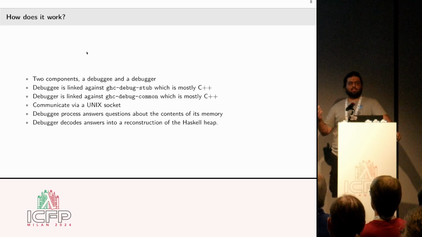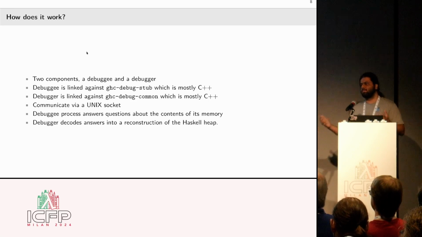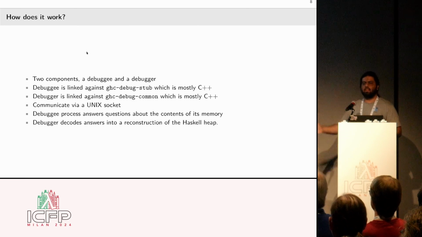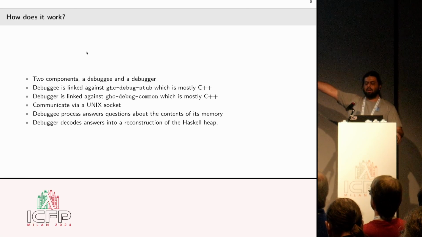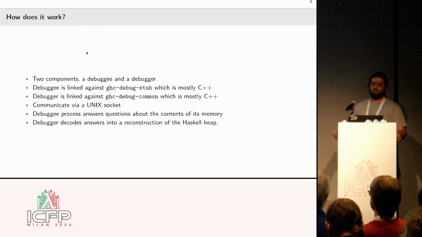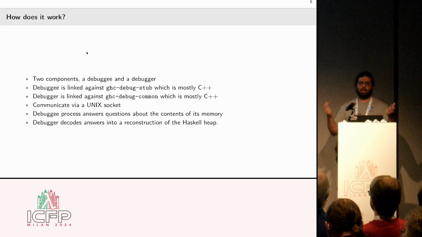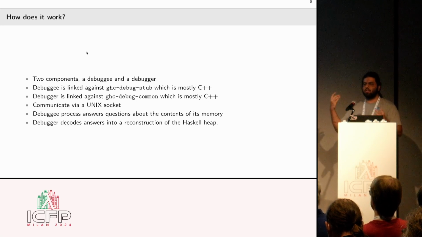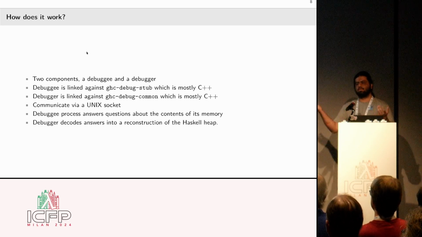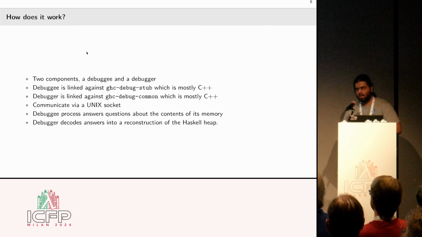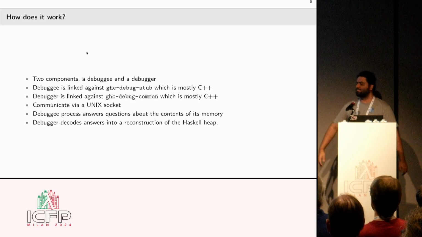The debuggee is the Haskell process whose heap you want to analyze, and a debugger is a Haskell program written using the ghc-debug library. Sorry, ghc-debug-common is mostly Haskell, that's a typo there. But ghc-debug-stub is the thing you link into your debuggee, and these two things communicate via Unix socket. So the debugger asks the debuggee about various things about its memory, and the debuggee answers those questions over the socket.